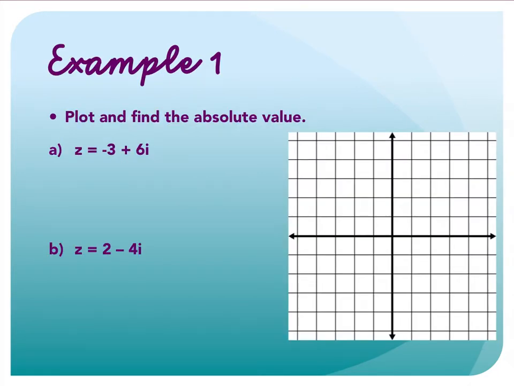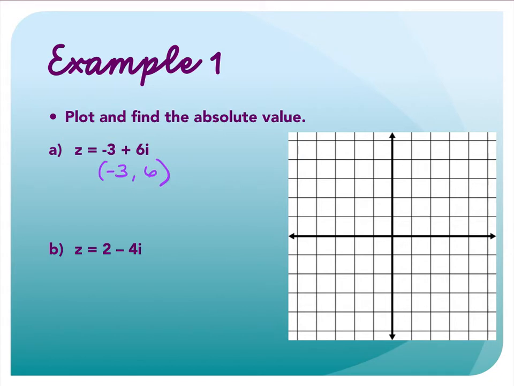All right, so this one says plot and find the absolute value. So the first thing I'm going to do is take my imaginary number that's in standard format and convert it into a point. So if I had negative 3 plus 6i, what does that look like in coordinate point form? All right, I'll help you with the first one, but then somebody's going to answer me the next time. This would be negative 3, 6.